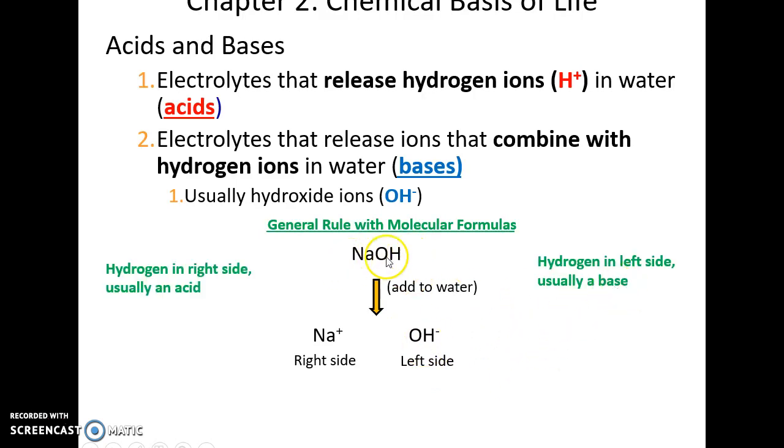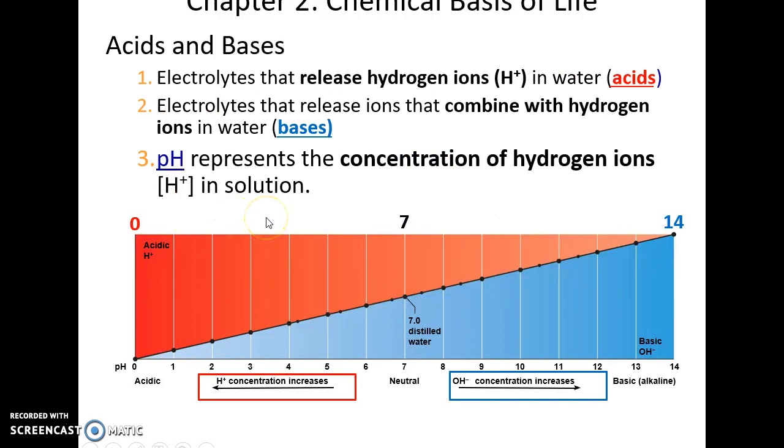Often, if you look at a molecule and the hydrogen's on the left side, that means it's going to be part of a base, perhaps a hydroxide. Well, if the hydrogen was on the right side with hydrochloric acid, then it's going to lead to a release of a hydrogen ion. Turns out there's a pH range going from pH 0 to pH 14. The very middle of this is 7. Anything at pH 7 is considered neutral.